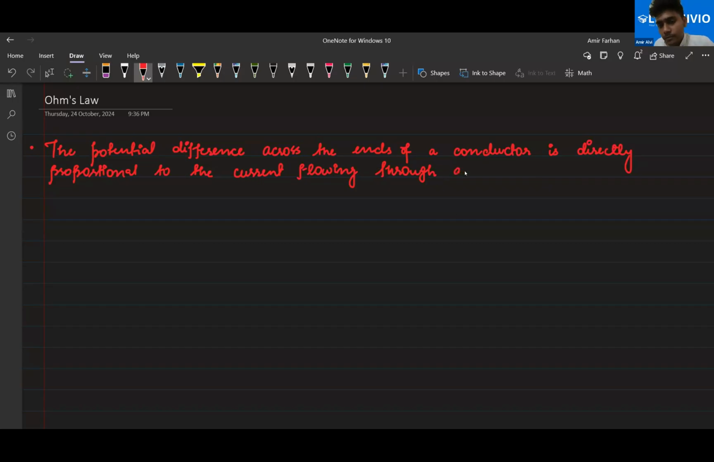Flowing through a conductor. And everyone, it's a request, please join on time, okay? Conductor at constant temperature. This is a very important thing, at constant temperature, because if you do not write it, Ohm's law will not be valid. The accuracy of Ohm's law is all about constant temperature. Okay? I'll let you know why it is very important.